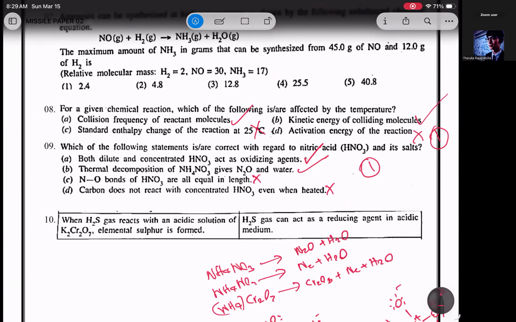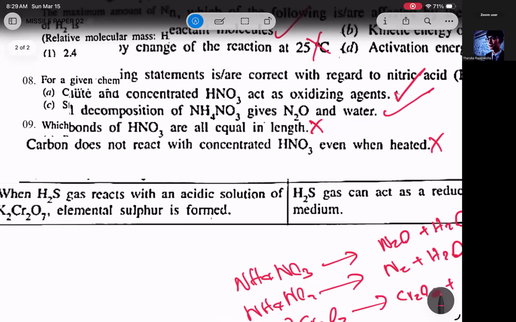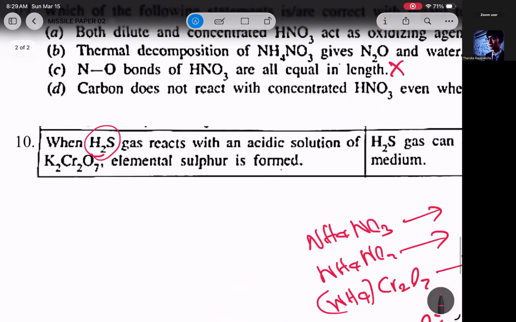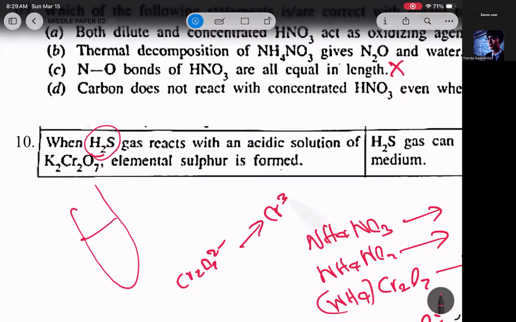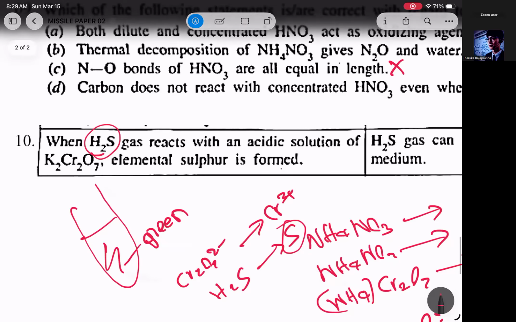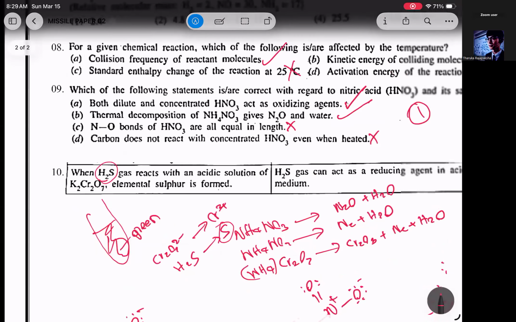10th question. When H2S gas reacts with acidic solution of K2Cr2O7, elemental sulfur is formed. Yes, that's correct. H2S will form sulfur, which will give a yellow color turbidity. This reaction is very important because Cr2O7 2 minus will go to Cr3 plus, which will give a green color, as well as H2S will go to sulfur and give a yellow color precipitate. So it's a yellow and green mixed turbid solution you're getting.